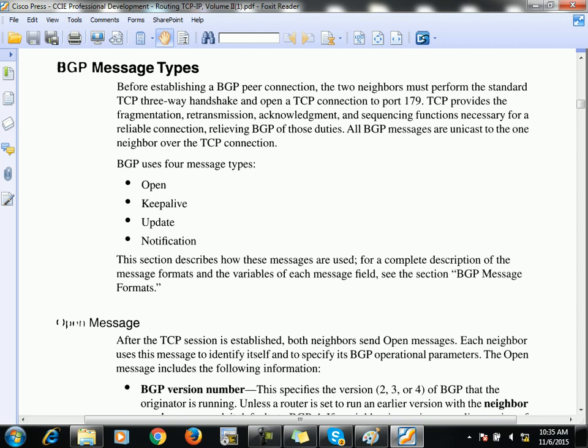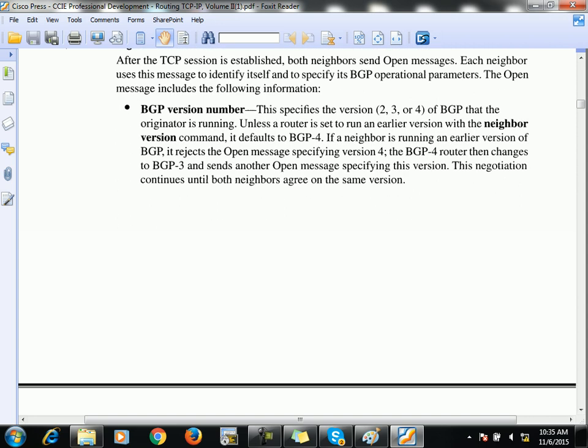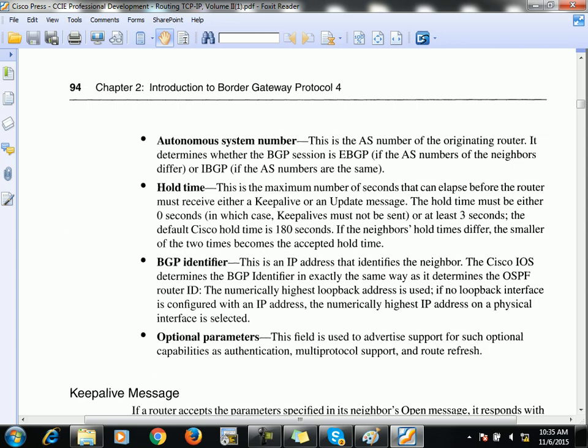BGP message types, as I just told you: open, keepalive, update, notification. All types of BGP messages are forwarded over a TCP connection. The open message carries the BGP version, 2, 3 or 4; currently we are using version 4. Then the autonomous system number, the AS number, is also held by the open message.